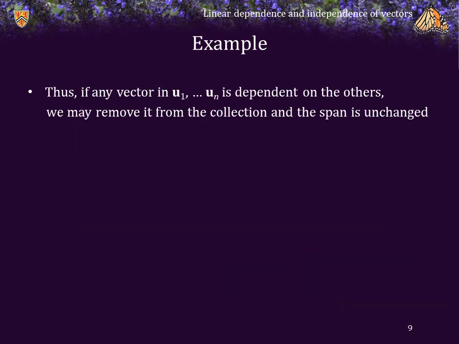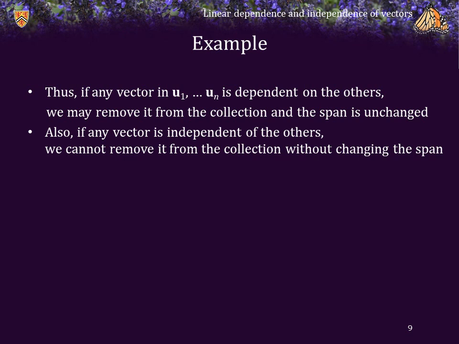Thus, if we have any collection of vectors u1 through un and one of the vectors is dependent on the others, then we may remove it from the collection and the span is unchanged. Also, if any vector is independent of the others, we cannot remove it from the collection without changing the span.